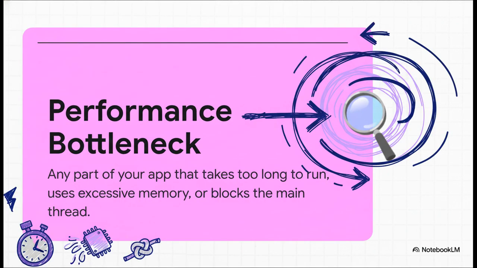The official term for these slow points is a performance bottleneck. This is exactly what we're hunting for. It's not some vague feeling of slowness. It's a specific piece of your code that is taking way too long, eating up too much memory, or, and this is the big one, getting in the way of the user interface.